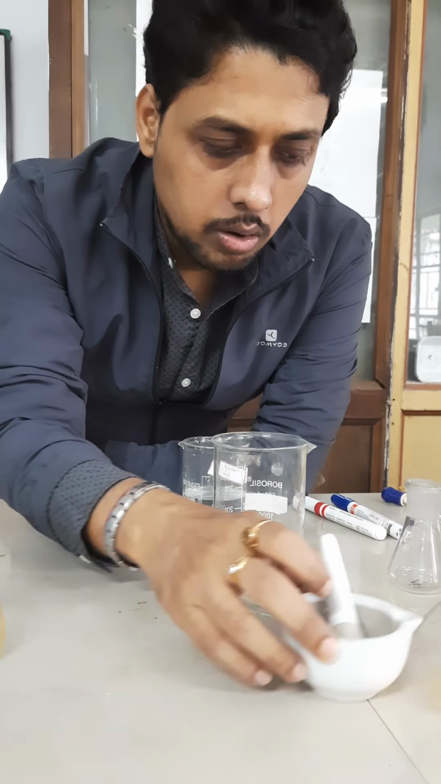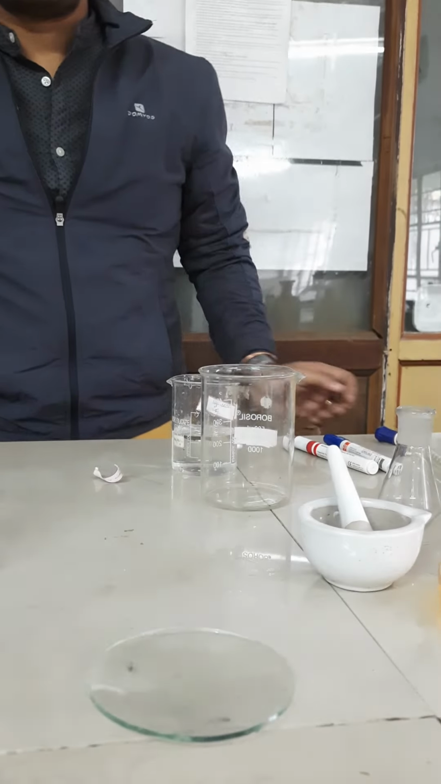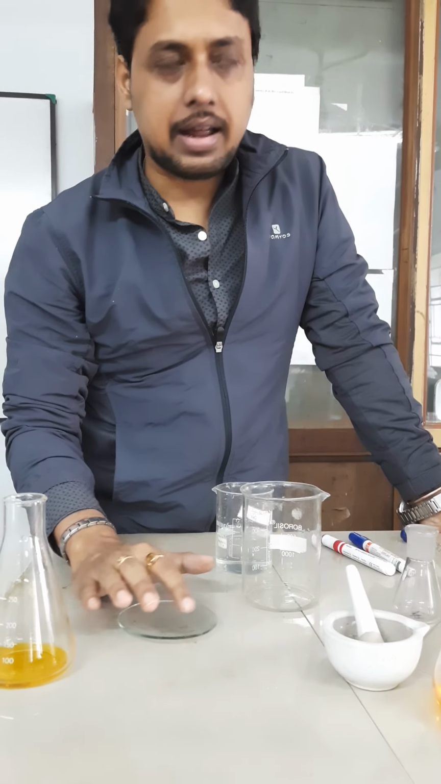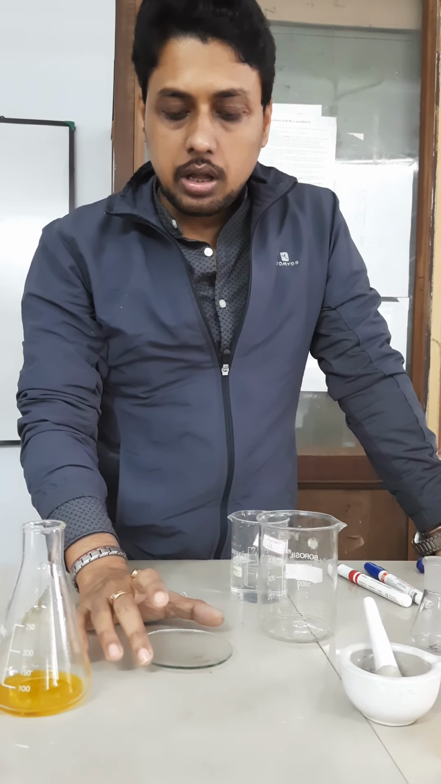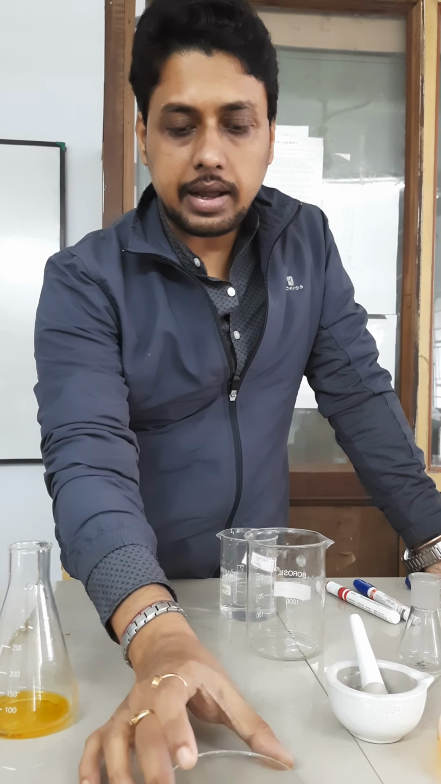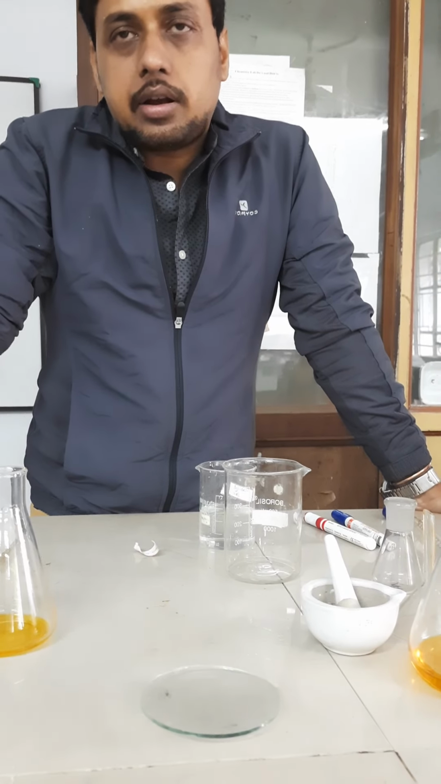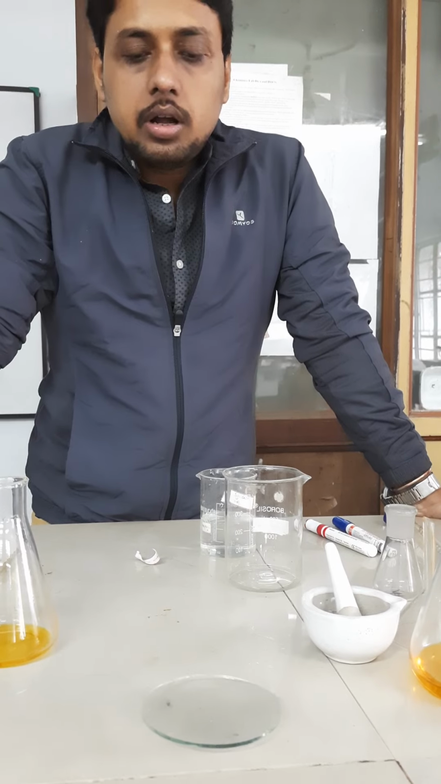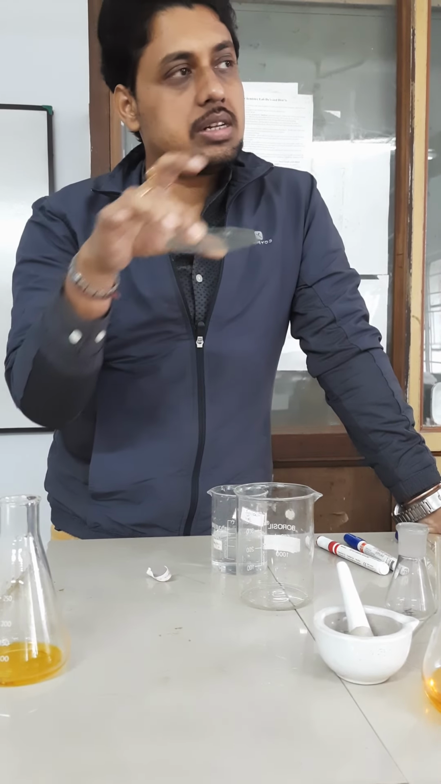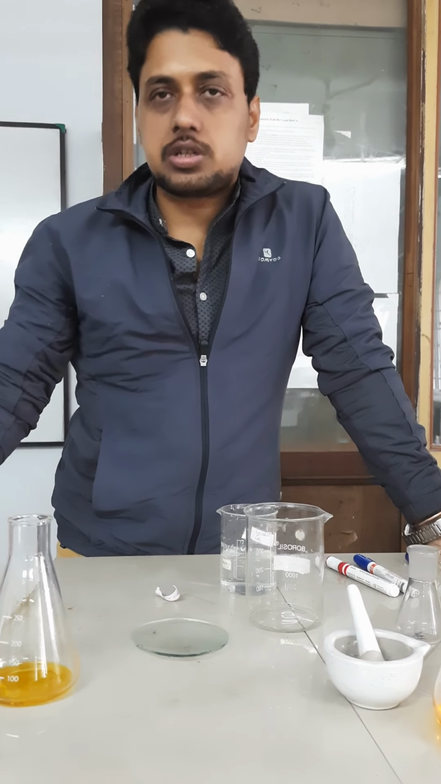Okay, now look at this instrument. This is a watch glass. A watch glass has a flat, high surface area. If you need to evaporate any liquid, take it over a watch glass and let it sit in the air. It will evaporate automatically, although it will take some time. Or you can keep the watch glass inside a heat chamber, so that evaporation will be faster.